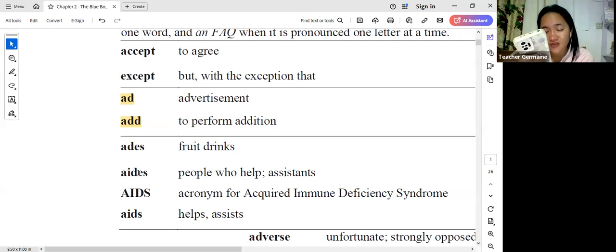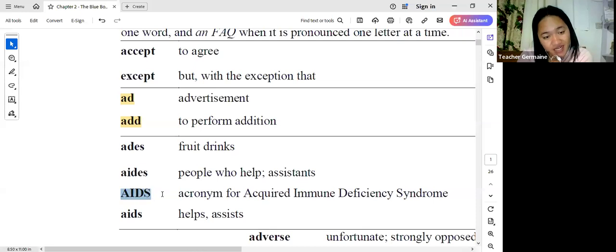Singular form aid, we will read this as aid. With letter S, we say aids. So what are aides? These are people who help. People who help are called assistants. We have nursing aides. They are assistants to nurses. So look at the spelling, everybody. A, I, D, E, S, aides. These are people who help, or what we call assistants.